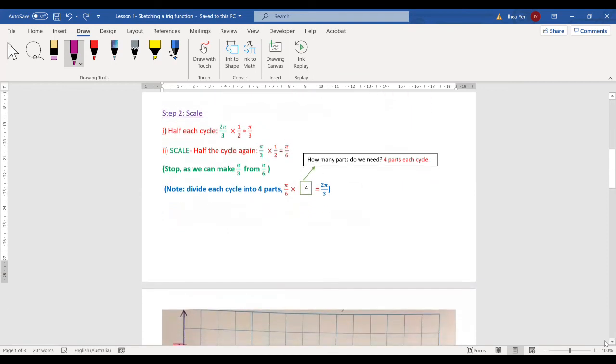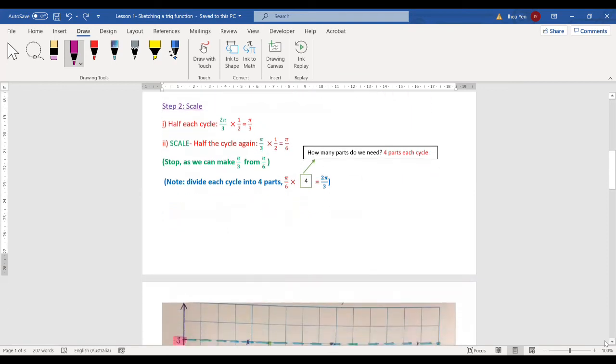Okay, after we got to know all the characteristics, I need to know my scale because I need to sketch the graph. So what I'm going to do here is I've got 2 pi over 3, and then there's 3 cycles happening.